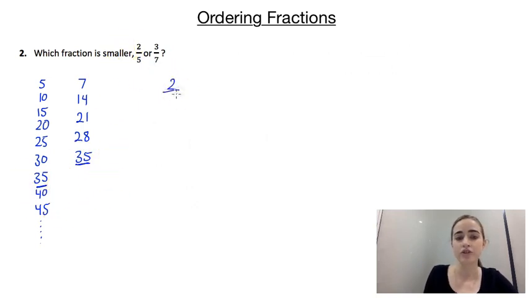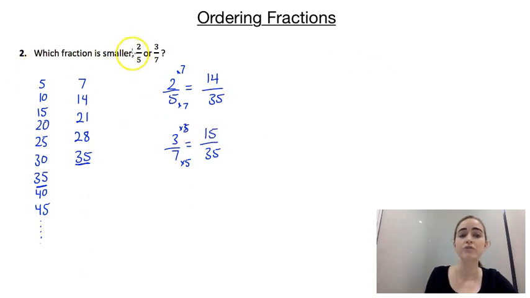So we're going to rewrite 2/5 so that it has a denominator of 35, which means we would have to multiply the denominator by 7. So we're going to do the same thing to the numerator as well, and we'll end up with 14 over 35. In our other one, we've got 3/7, so we'd have to multiply the denominator by 5 to get 35. Oops, 5, not 3. So 3 5s are 15.